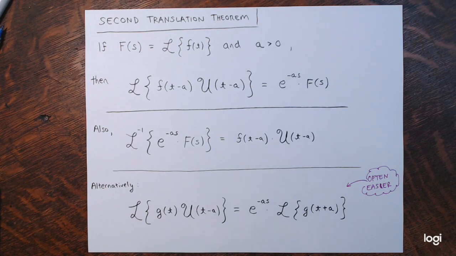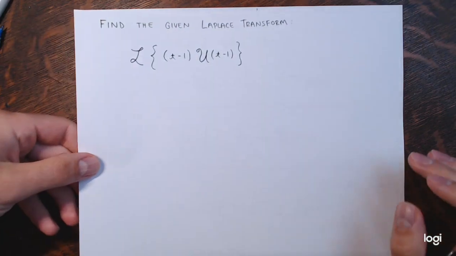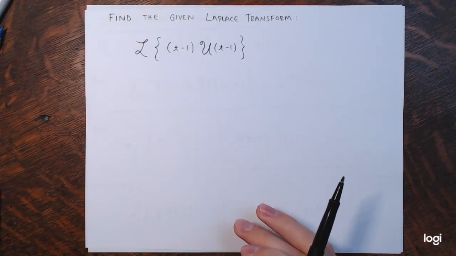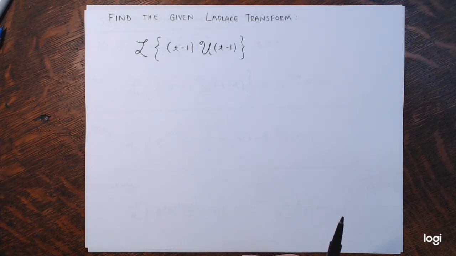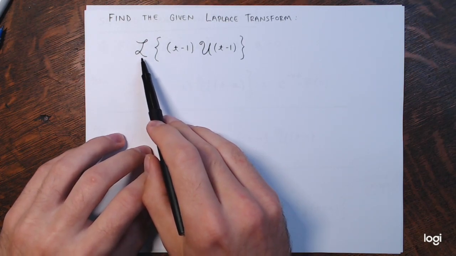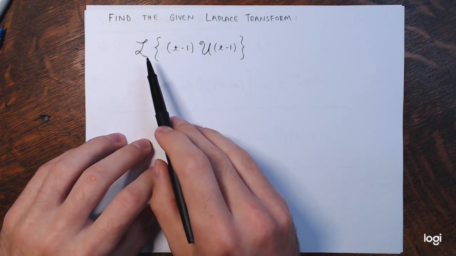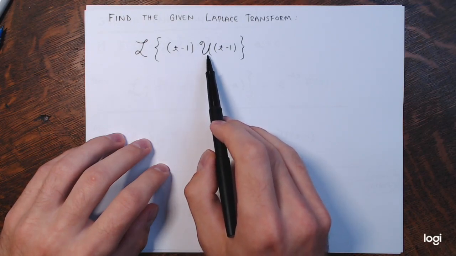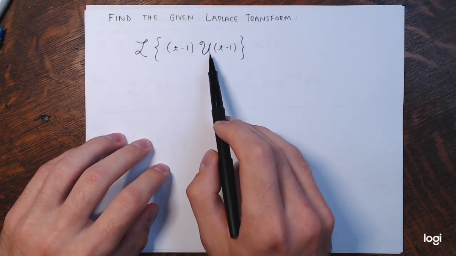Let's get into it. All right, so I'm going to keep this up on my desk, and let's get into some examples now. The first examples are finding the Laplace transform. So what's the Laplace transform of t minus 1 times u of t minus 1, the unit step function?